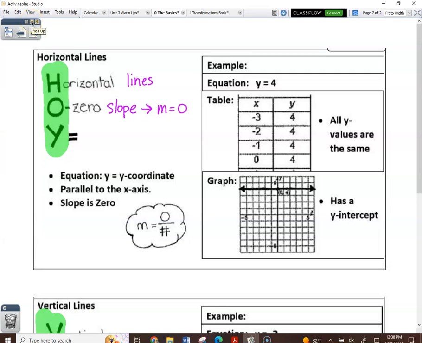Now we're writing a little different here. The equation, EQ, of a horizontal line is always written y equals the y-intercept. Every time. Y equals the y-intercept.